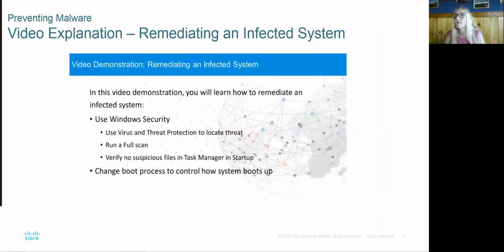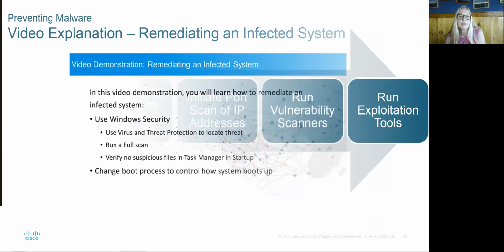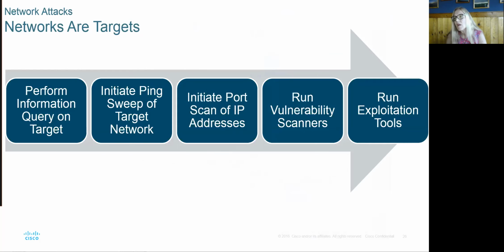Another explanation, a video on remediating an infected system. And network attacks. So networks are targets for sure. On average, an attacker is in your system 200 days at least before anybody even notices. They do reconnaissance and then they do their homework. They're looking for network information about a target using Google search, whois, and other tools.